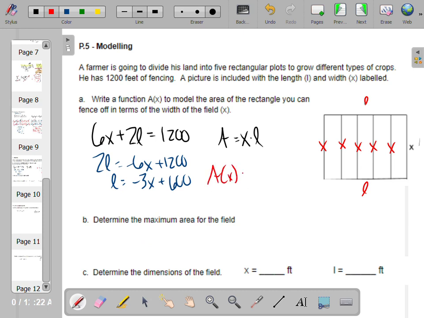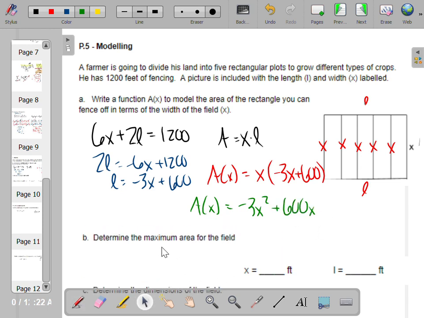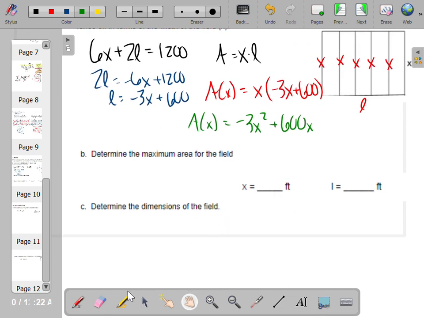A of x is, I know what x is, but now I know what L is as well: negative 3x plus 600. So my actual model, if I distribute it, which is probably a good idea, is a of x equals negative 3x squared plus 600x. So there's my model.